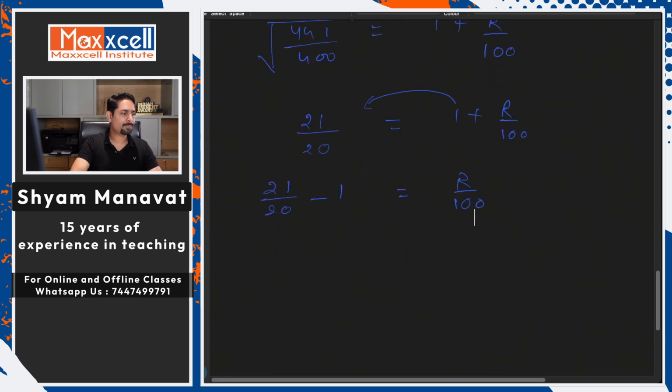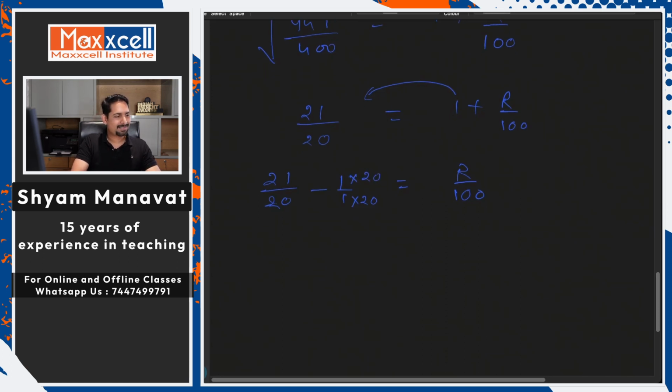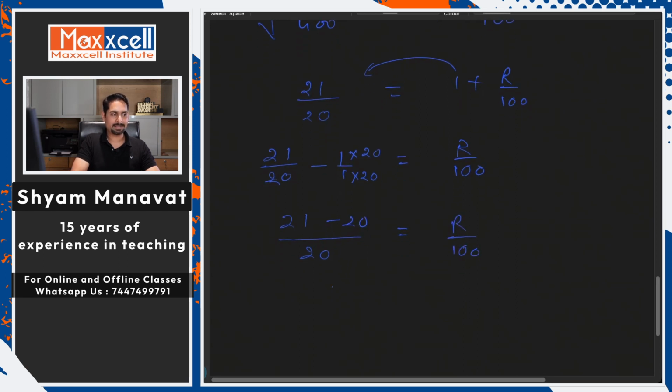All of you know how to simplify the fraction calculation. What do we do? We make the denominator same. Here we got 20, here we got 1. How do we make it same? Multiply by 20. Can I only multiply by 20 in the denominator? No, that's unfair to maths. So we multiply by 20 here also. Keep balance. That's how we got equal denominator. 21 here, 20 here, r by 100. So what do we get? 21 minus 20 is 1 by 20 equal to r by 100.